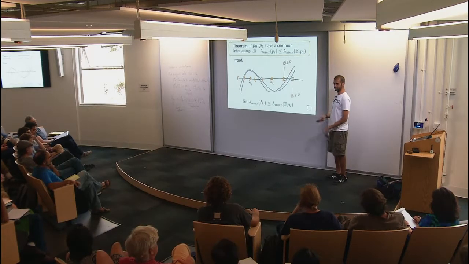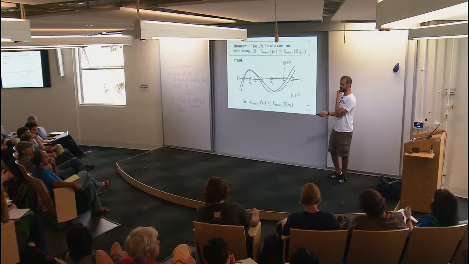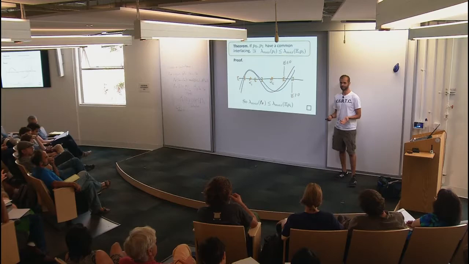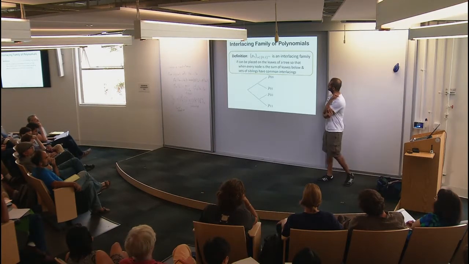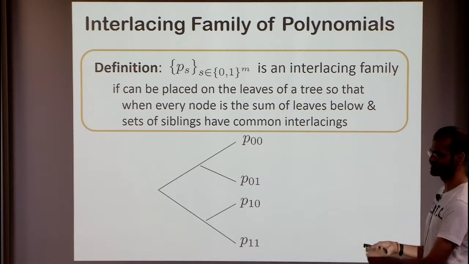Okay, so that's the theorem about common interlacing. And this is useful if you have a bunch of polynomials that have a common interlacing. We have exponentially many polynomials, one for every signing of the adjacency matrix, and they don't have a common interlacing. It's a very large collection of polynomials. So instead, we have this method for inductively applying the theorem on the previous slide, which we call an interlacing family of polynomials. This is just a device for systematically applying this common interlacing observation inductively.